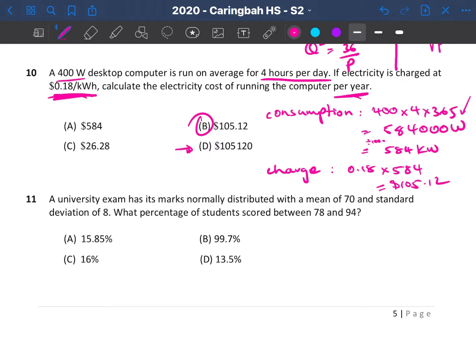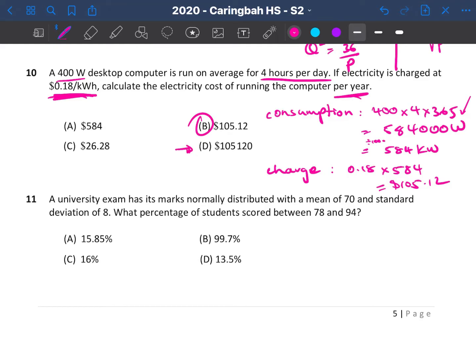converted this to kilowatts. Okay, but I just want you to take a moment and reflect. If you did get something like $105,000, just think about how logical that is to have a computer on for 4 hours a day over the year and it costing you over $100,000. Okay, it's not very feasible, right? You'd put that down as a deposit for a house as opposed to running a computer for a few hours a day. So just try and use logic as well when you come across answers that don't really make sense. It most likely is you've made an error.